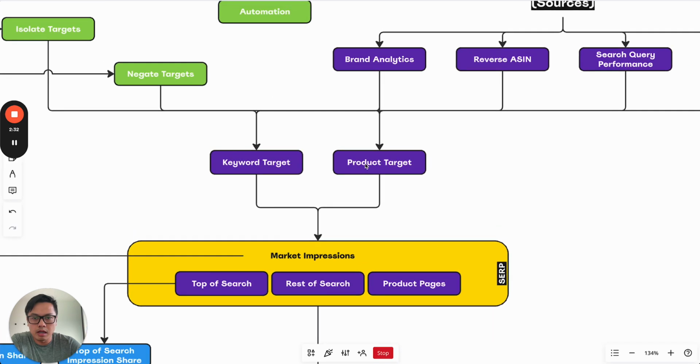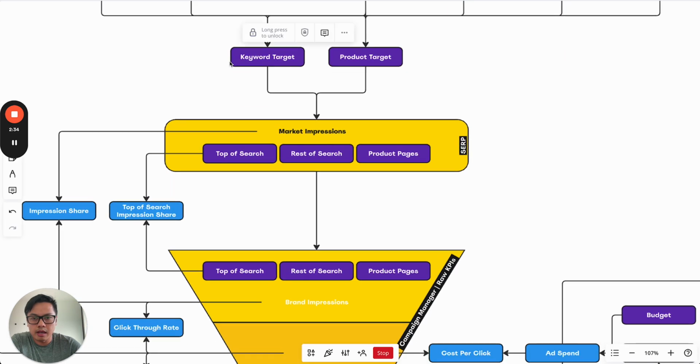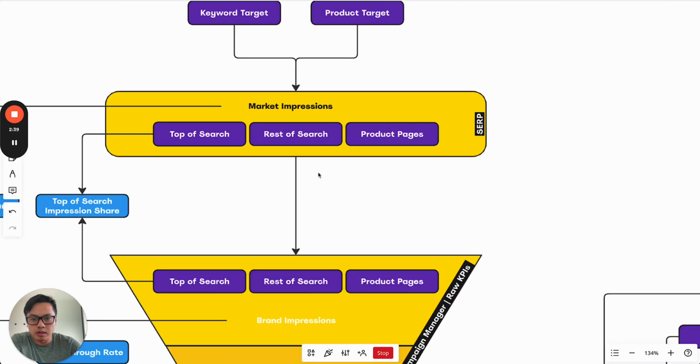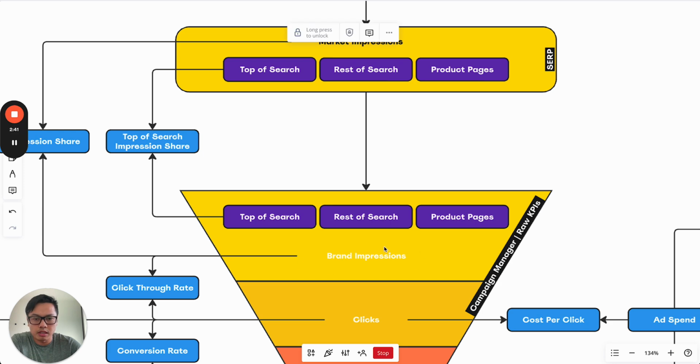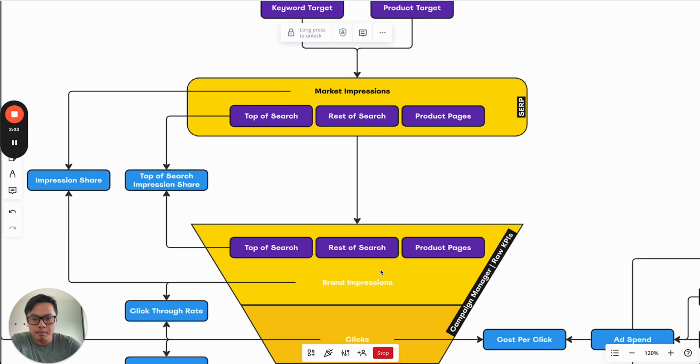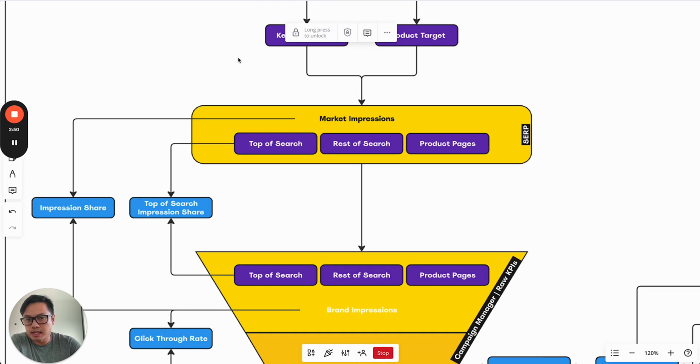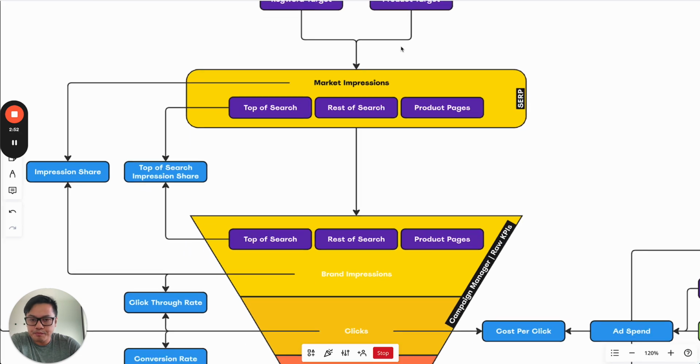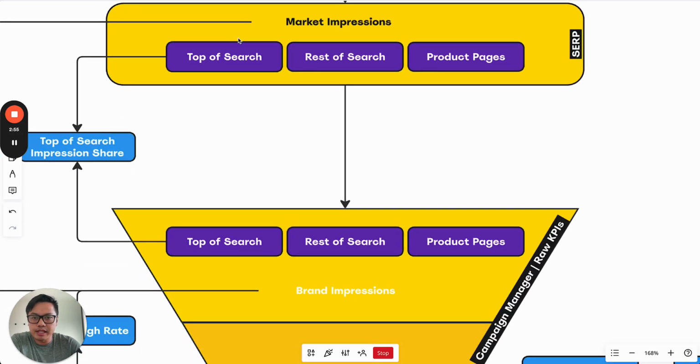From there, you will apply bids here, and those bids will result into brand impressions. But one step before brand impressions is market impressions. So market impressions is essentially all the available impressions for that specific keyword target or product target. So within each of these impressions, the only areas where you can gain impressions in terms of ad placements is top of search, rest of search, and product pages.